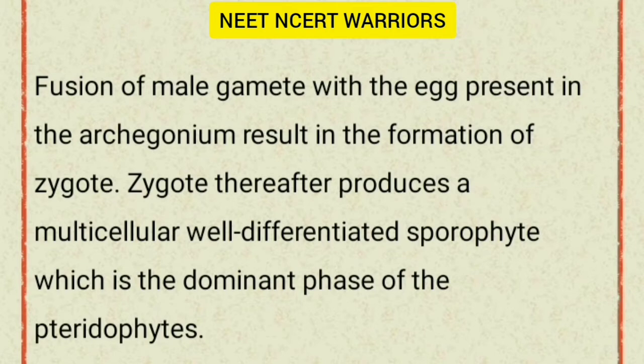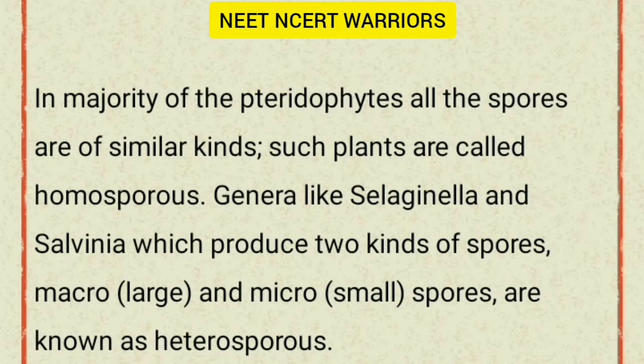Zygote thereafter produces a multicellular well-differentiated sporophyte, which is the dominant phase of the pteridophytes. In the majority of the pteridophytes, all the spores are of similar kinds. Such plants are called homosporous. Genera like Selaginella and Salvinia, which produce two kinds of spores, macro (large) and micro (small) spores, are known as heterosporous.